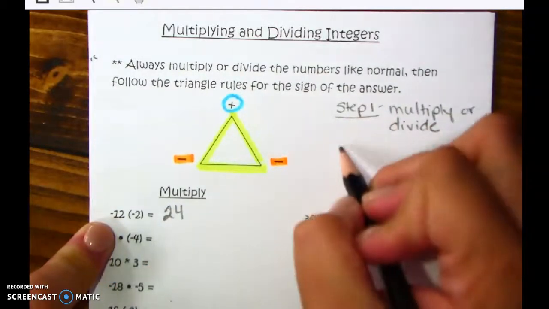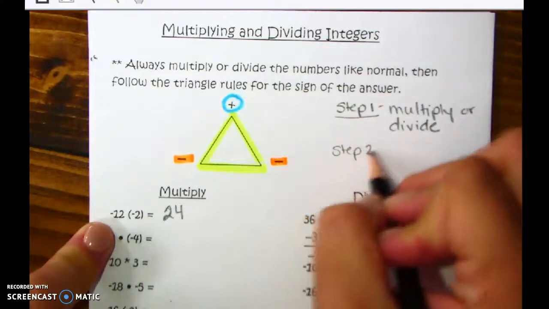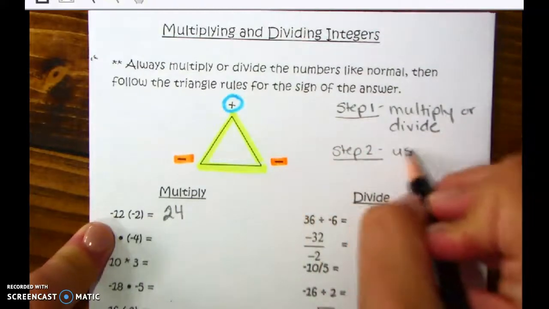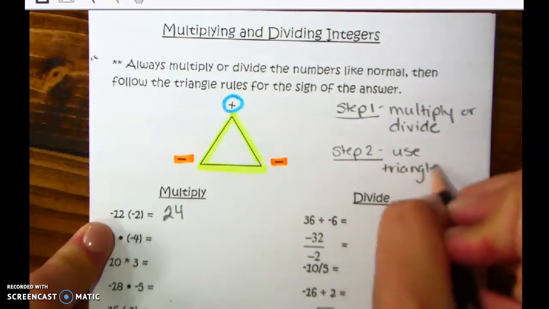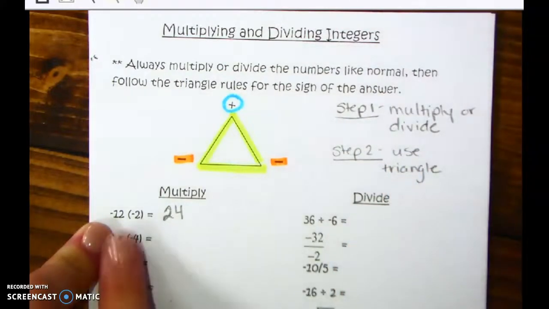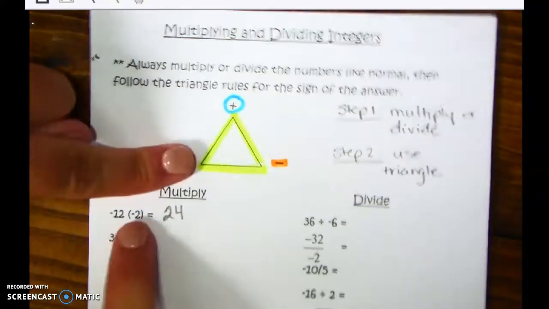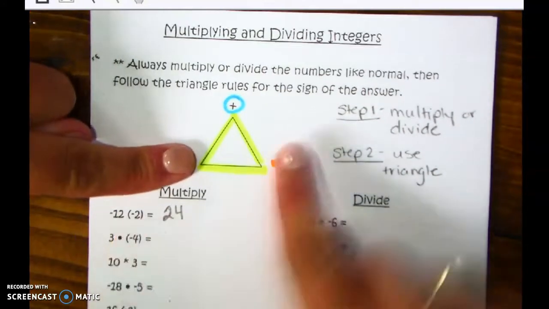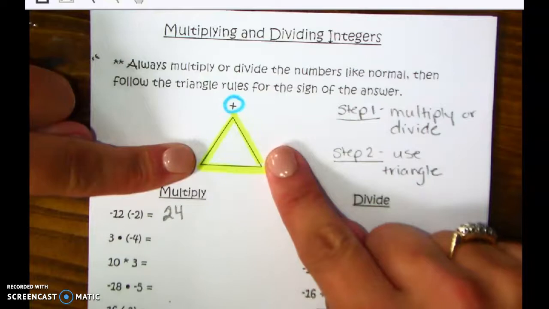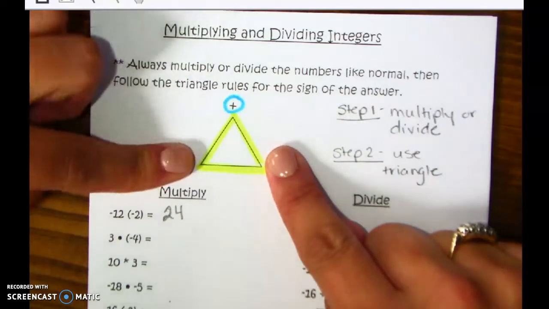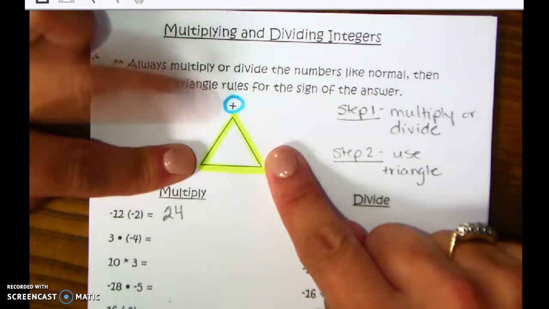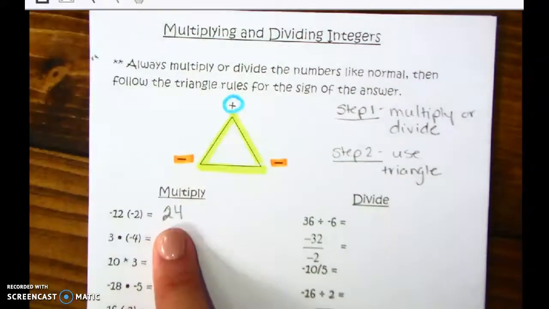That's step 1. Now we'll go to step 2 and use our triangle, which means we have a negative 12, so I'm going to cover up a negative. 2 is negative 2, so I'll cover up a negative. Both negatives are covered up, and I'm left with a positive. So two negatives multiplied together make a positive, so my answer will be positive 24.